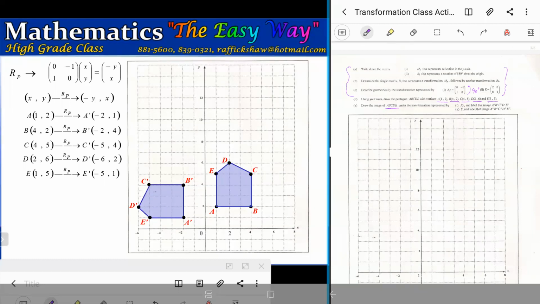Do it the easy way. Don't try to construct it when you have the matrix to use. Just see what the matrix does to one point and do all the other points the same way, and get it quickly like that. You do the mathematics the easy way.